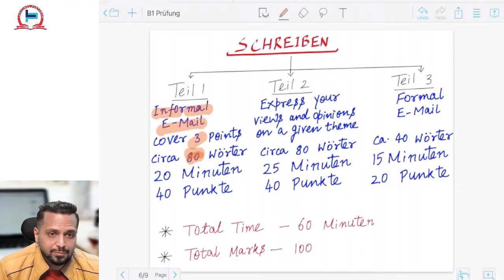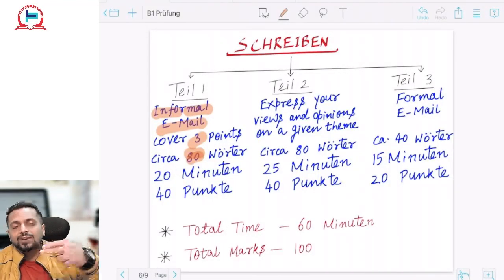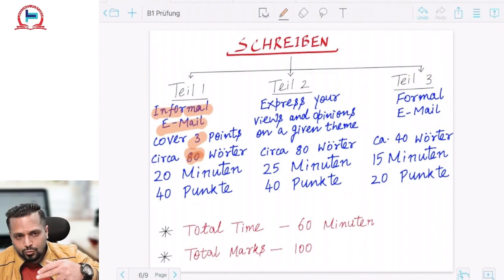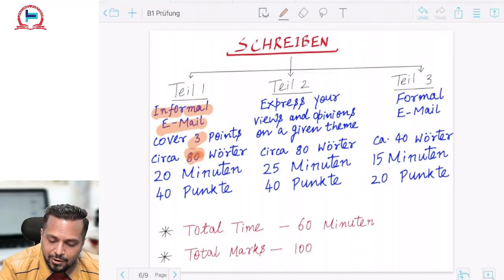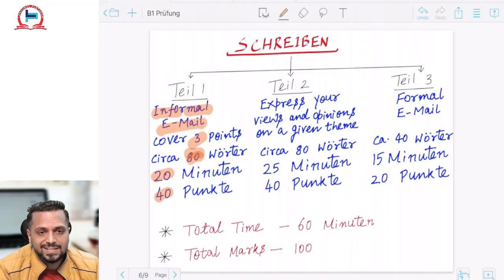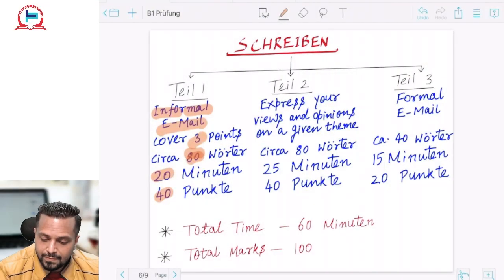Now, I'm saying approximately, so obviously your word count can go a few words above or below. That is totally fine. That works. Total time allocated is 20 minutes. And the maximum marks that you can get is 40. That was Teil 1. Teil 2.